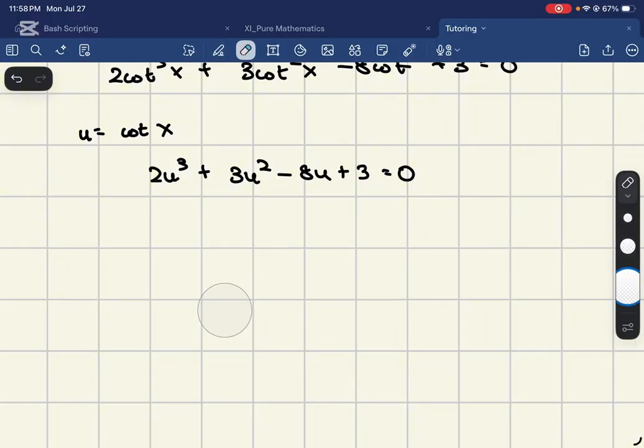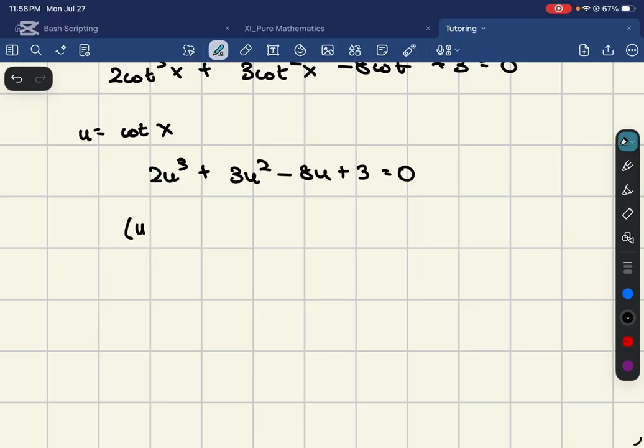Alright, so that means if substituting in 1 works, then my factor is just u minus 1. Why? Because if putting 1 here gives me 0, then I should be getting a 0 when I put 1 into the factor as well. And I need to find the other part.